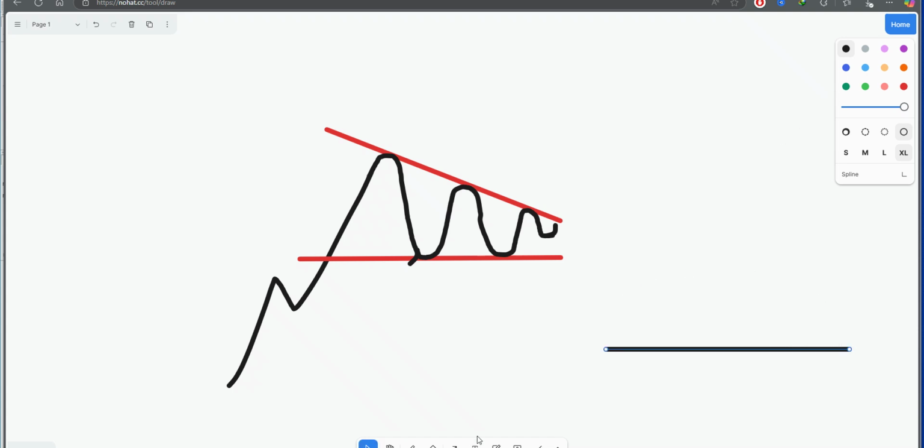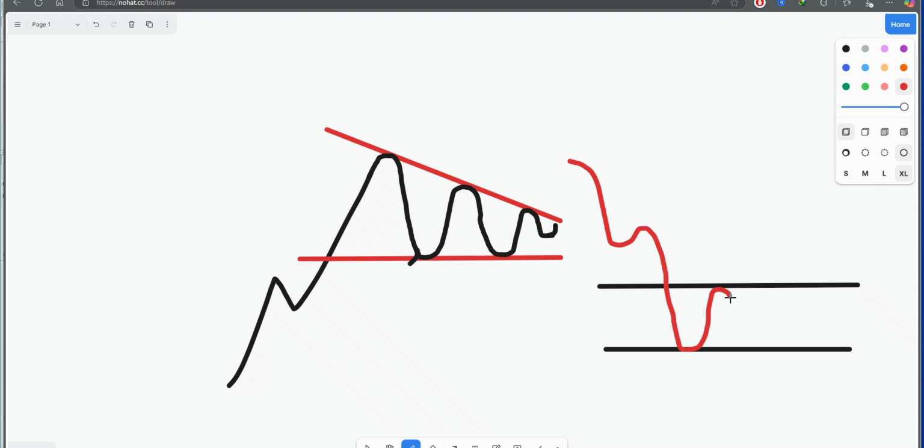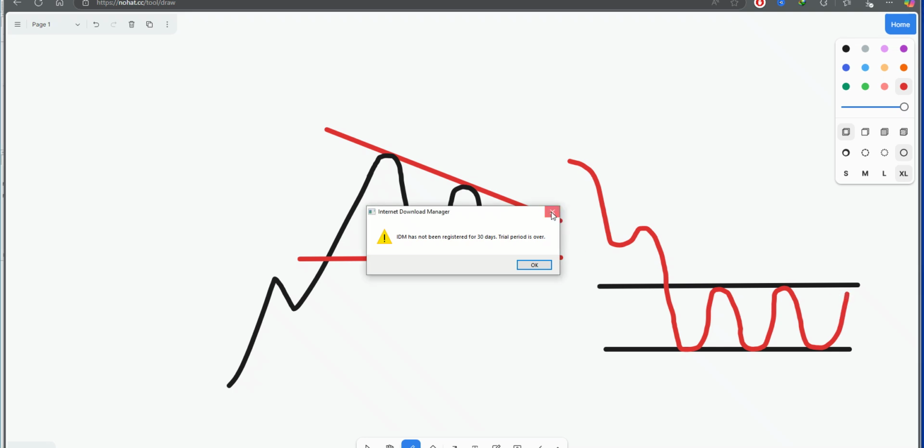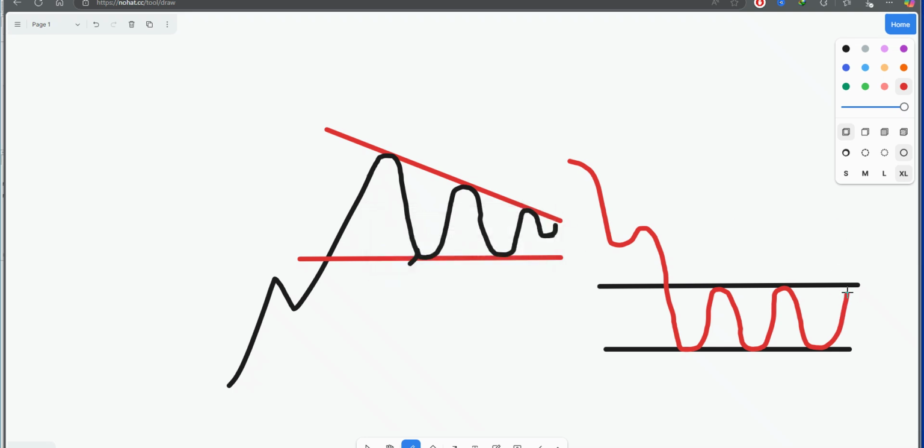I just love explaining these things because they are going to happen almost every time. So let's say someday I'm going to give you both the scenarios. Let's say they come from up and then they start doing this. You see, this is a rectangle. Sorry guys, IDM needs to be registered. I'll deal with that. Look at this, guys.